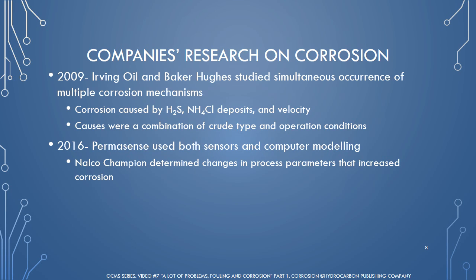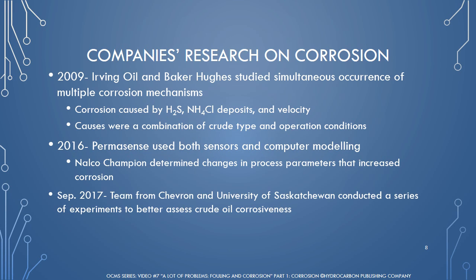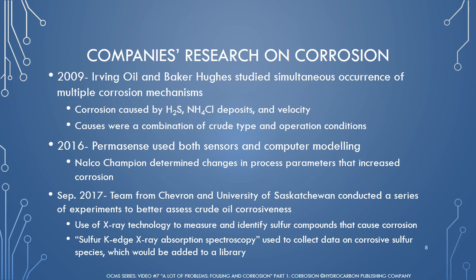Major U.S. oil refiner Chevron and the University of Saskatchewan teamed up to conduct a series of experiments to find a way to better assess crude oil corrosiveness. The idea behind this was to use X-ray technology to quantify and identify sulfur compounds that cause corrosion. The technique, called sulfur K-edge X-ray absorption spectroscopy, uses medium energy or tender X-rays that allow refiners to collect data on sulfur species and add them to a library to better identify corrosive compounds.